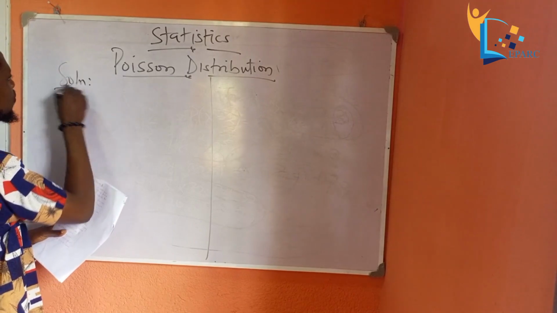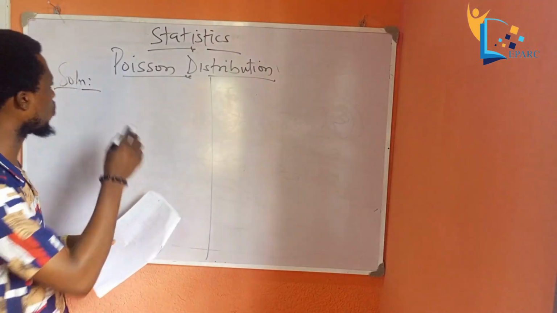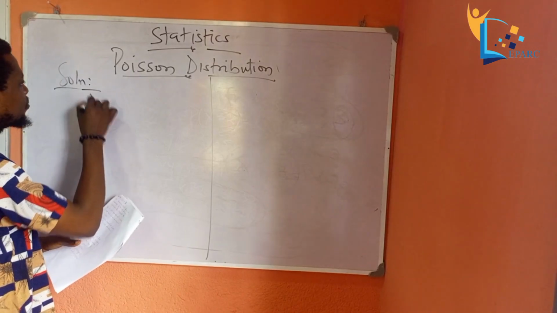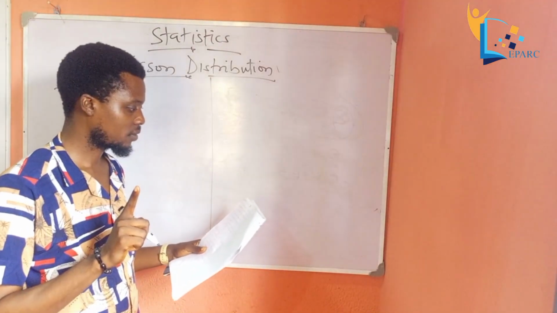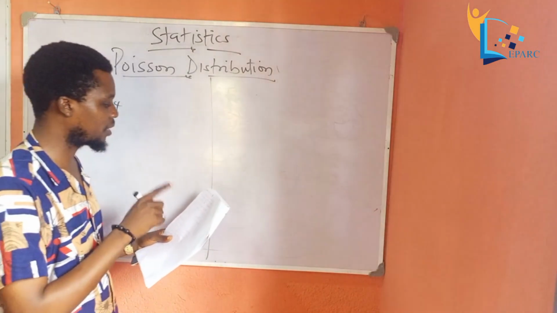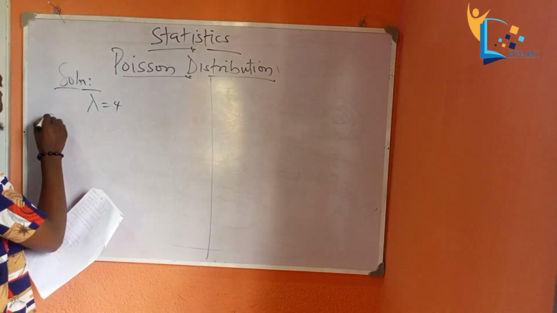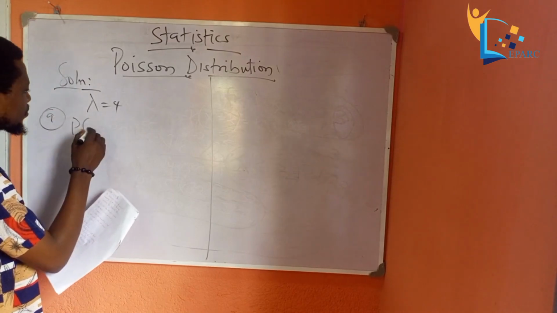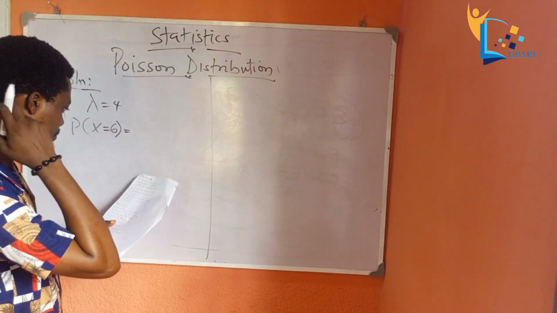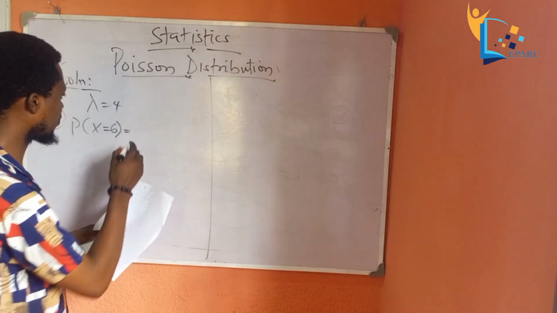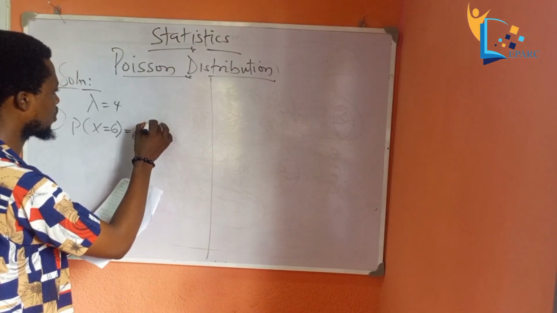Let's solve. Solution. Now, a business outfit receives an average of 4 calls, so our lambda is equal to 4. That's our lambda, equal to 4. Calculate the probability that A, 6 calls are received in 1 hour. So for A, we have P(X = 6). So 6 calls are received. So we have Euler's number raised to the power of minus lambda.